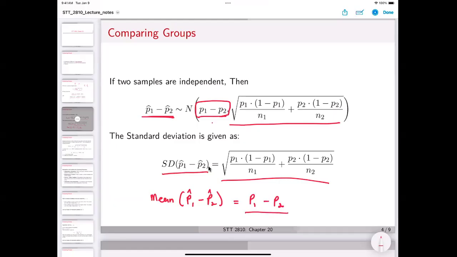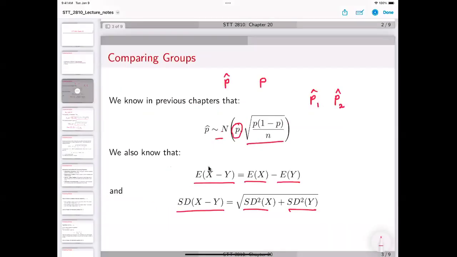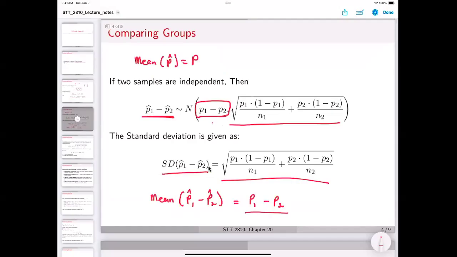We've already learned in previous chapters that the mean of p hat is p. It is the same thing here, remember x and y. The mean of p hat 1 is p1, and the mean of p hat 2 is p2.